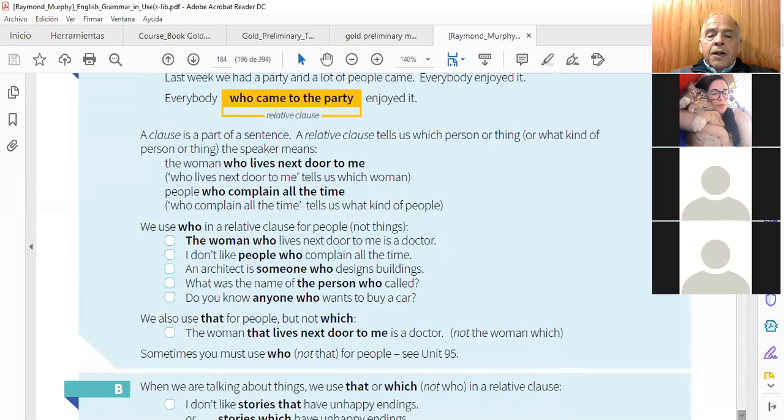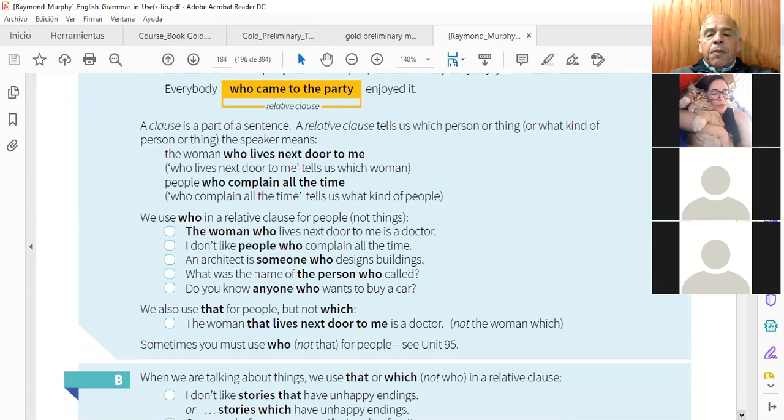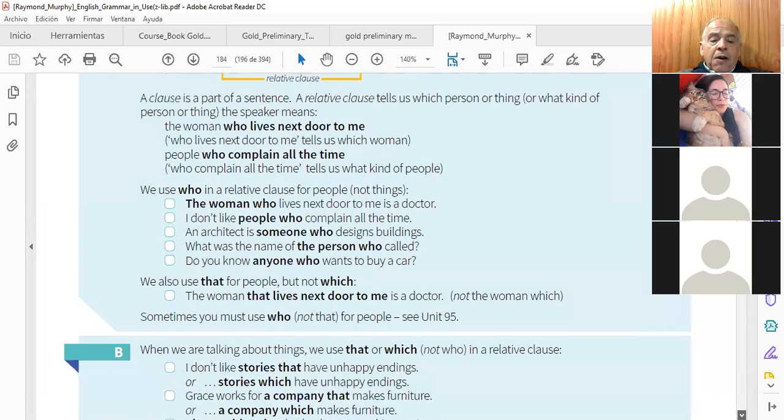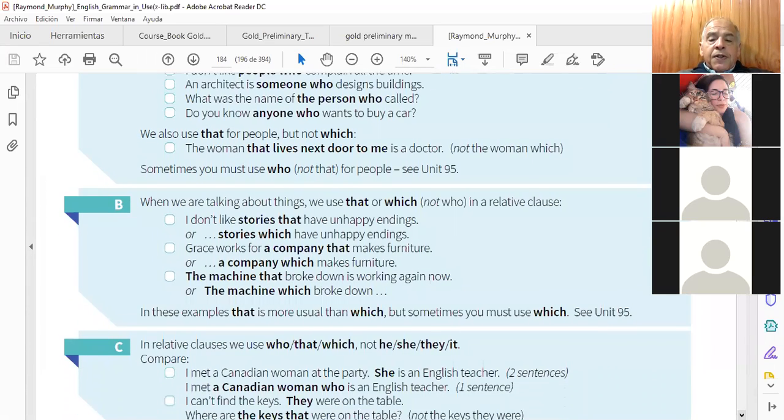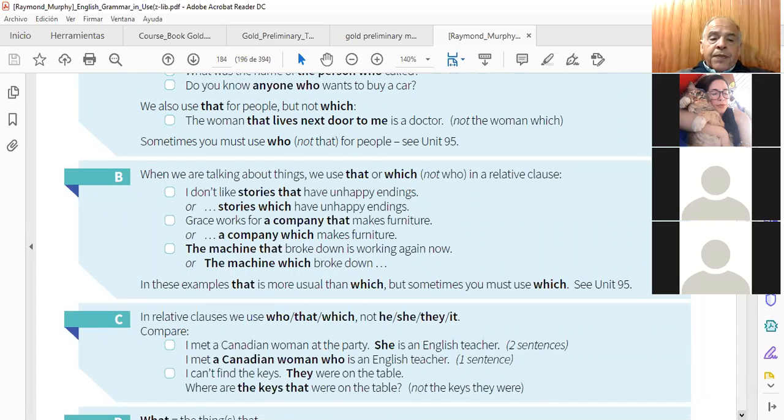Right, in here you are given more explanation about the people, so you use who, but you can also use that. We also use that for people, but not which. Which is used for things. For example, it says here, the woman that lives next door to me is a doctor, not the woman which, because which is for things. So the woman who, okay? Sometimes you must use who, not that, for people. Now, when we're talking about things, Gabriela, read that, please. Letter B.